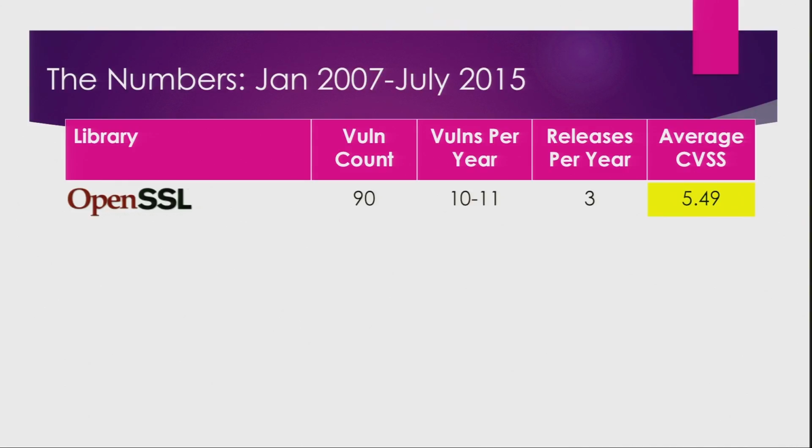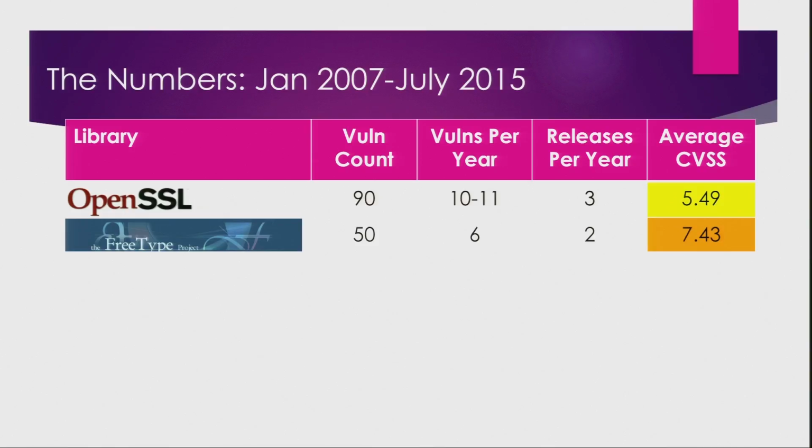From January 2007 to July 2015, they had 90 vulnerabilities, averaging 10 to 11 per year, and they've got 3 releases per year. Now this is important. When we're talking about the vulnerabilities in the code that you use, it's not just about raw numbers. It's also about how frequently a library updates. Because if a library updates every week, that's a lot more work for you than if they're updating 3 times a year. And their average CVSS, or their average criticality on that 0 to 10 scale, is a 5.49.